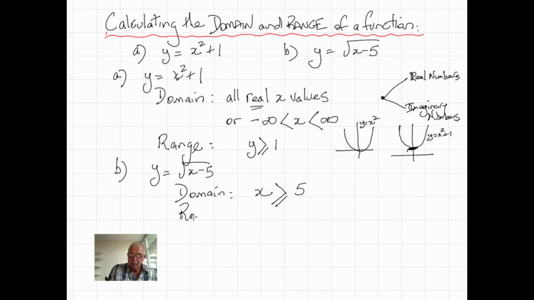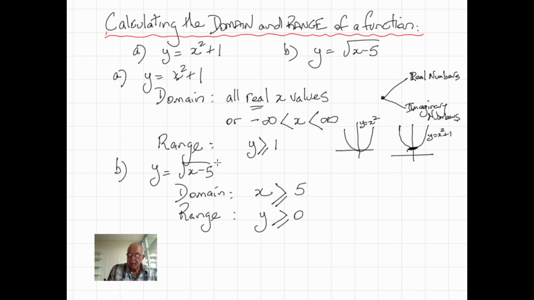The range. Now we already said that if we've got x is equal to 5, we've got the square root of 5 minus 5, 0. Square root of 0 is 0. And anything greater than 5, this is going to be a positive number. Square root of a positive will give us a number bigger than 0. So that means that our range, y, can be greater than or equal to 0. All right.